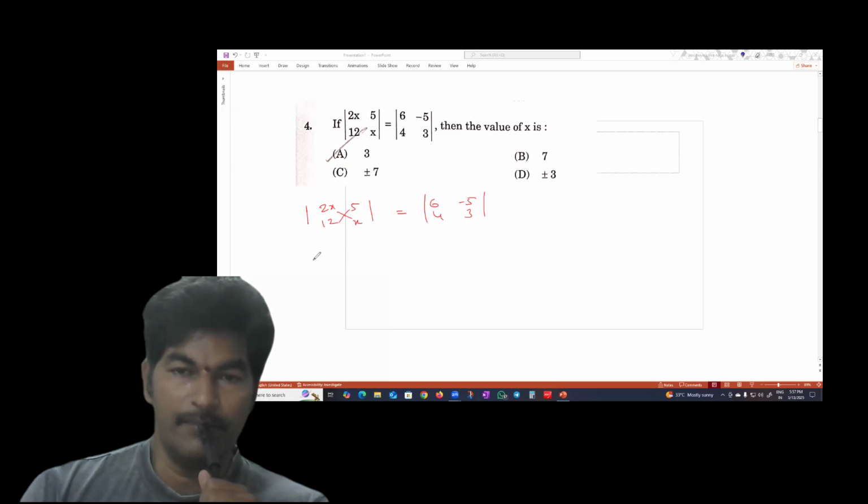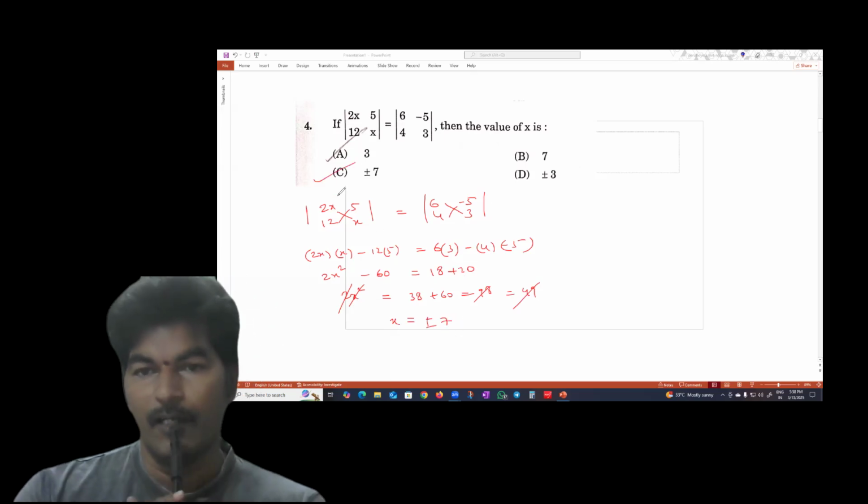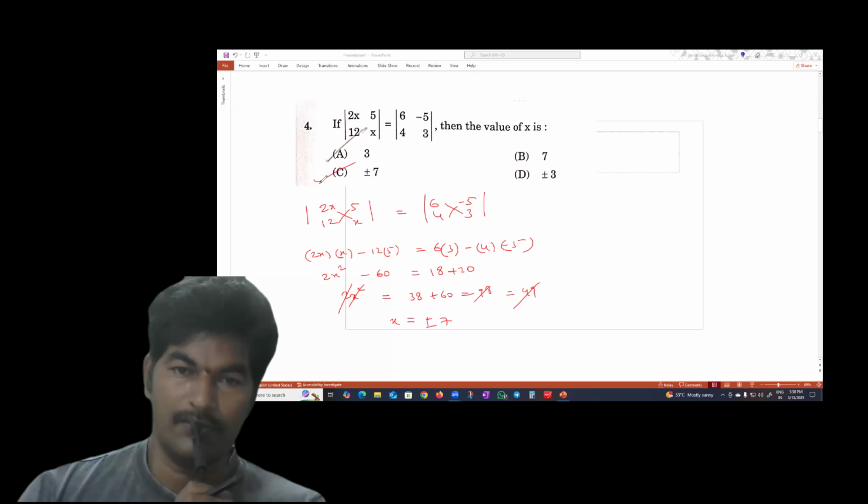We have to perform AD minus BC. So 2x into x minus 12 into 5 is equal to, on the right side also, calculate the determinant: 6 into 3 minus 4 into minus 5. So 2x square minus 60 is equal to 18 plus 20. So 2x square equals 38 plus 60, which is 98. The 2 gets cancelled, 98 is 49 times 2, so x square is 49, and x equals plus or minus 7. Option C is correct. Okay, understood.